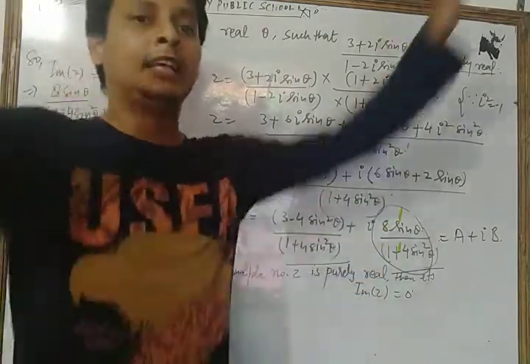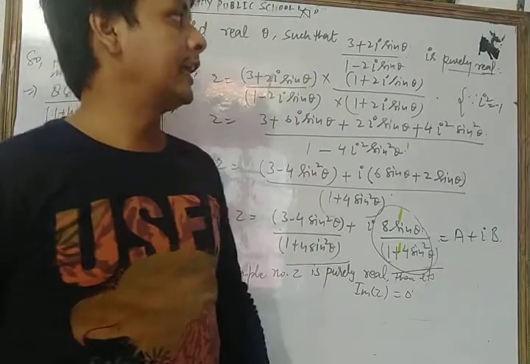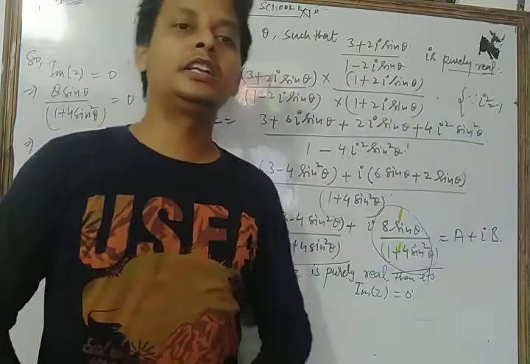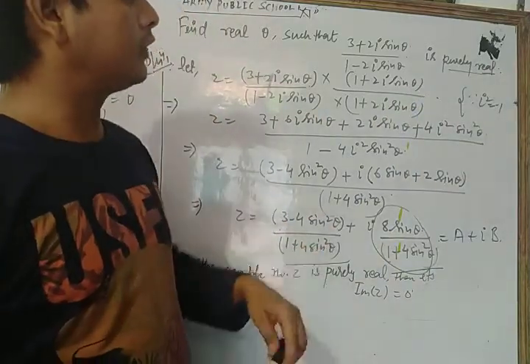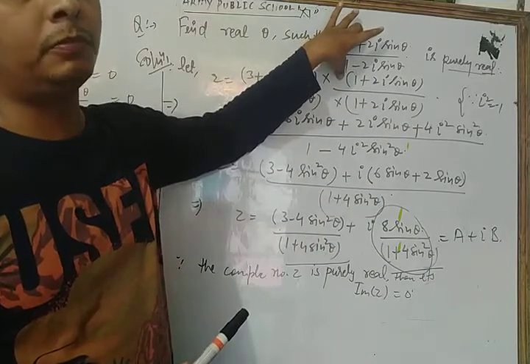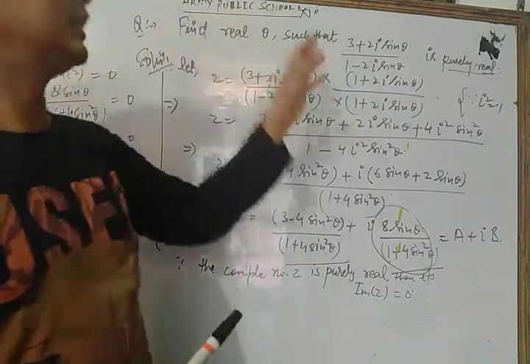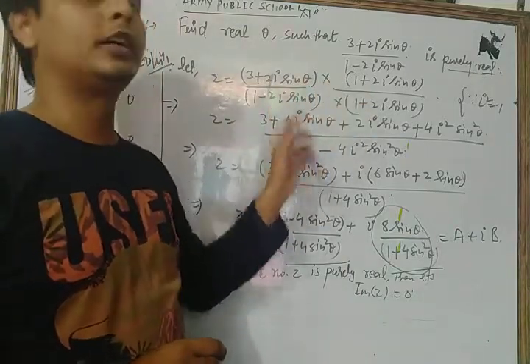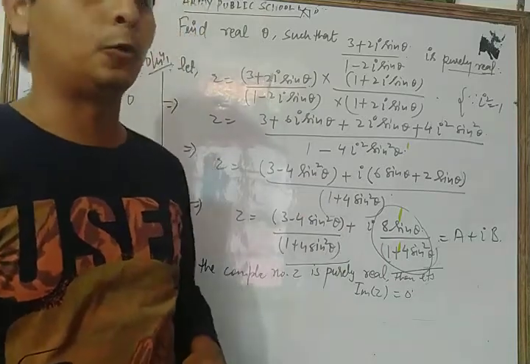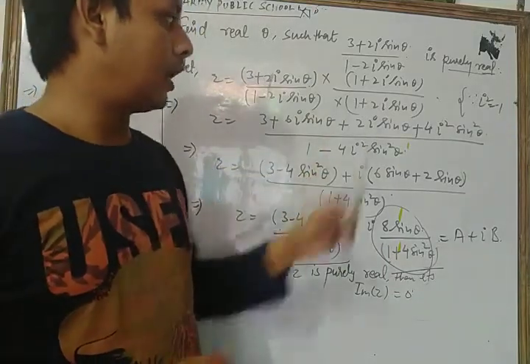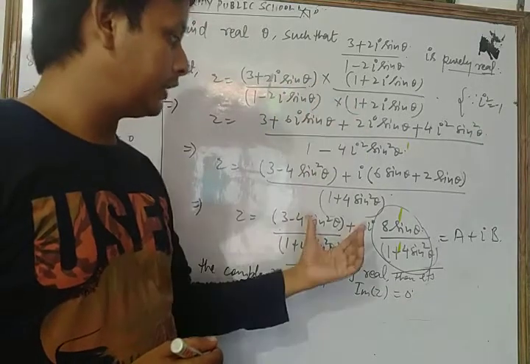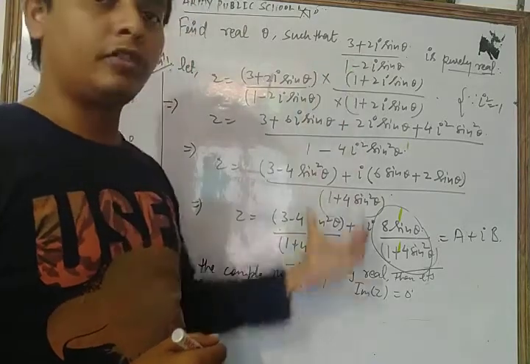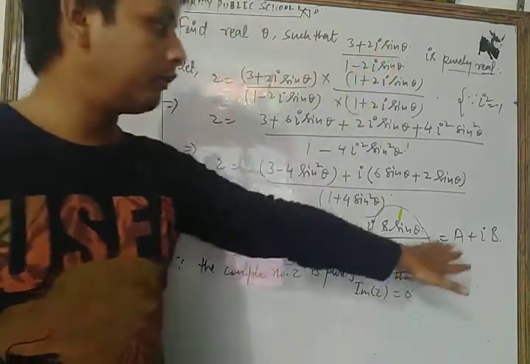So dear student, this is a very important question. Let's see once more. In the question it is given to find the real value of theta such that this is a purely real number. First of all we convert the given complex number into its standard form. So first we rationalize the given complex number, meaning we multiply both the numerator and denominator by the conjugate of its denominator, 1 plus 2i sin theta. After solving, we got this, which is the standard form of the given complex number in the form a plus ib.